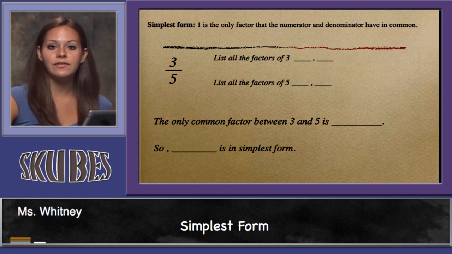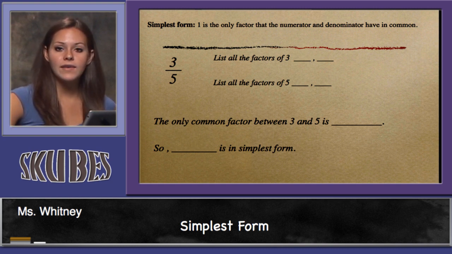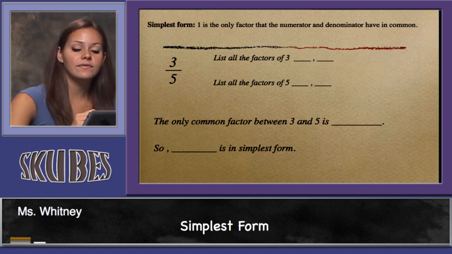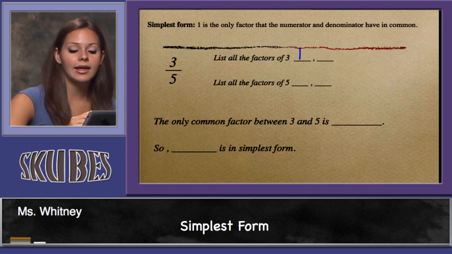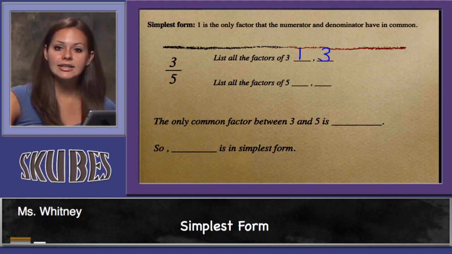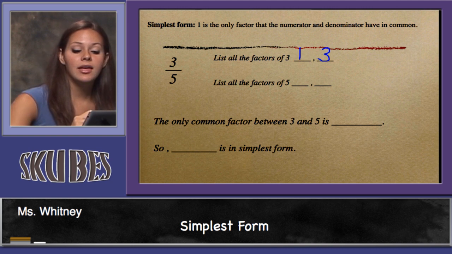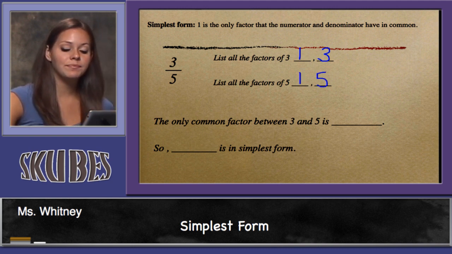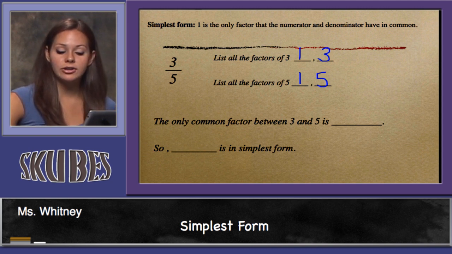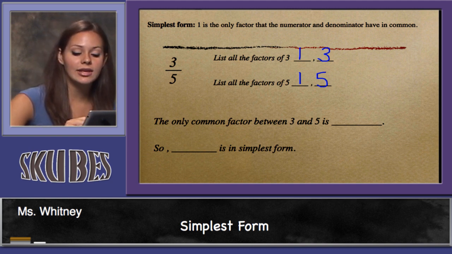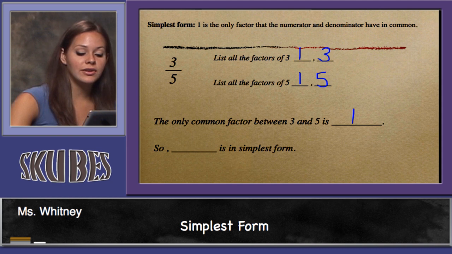Now let's look at 3/5. I'll list all the factors of 3. The only factors of 3 are 1 and 3. Next, I'll list all the factors of 5. The only factors of 5 are 1 and 5. The only common factor between 3 and 5 is 1. So 3/5 is in simplest form.